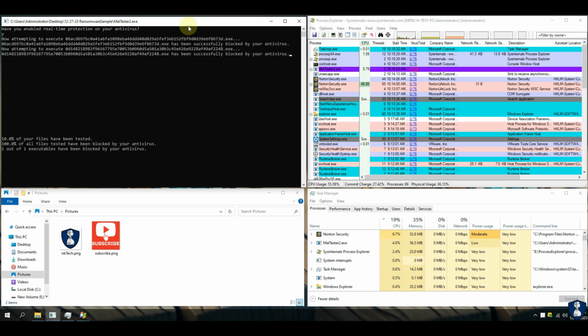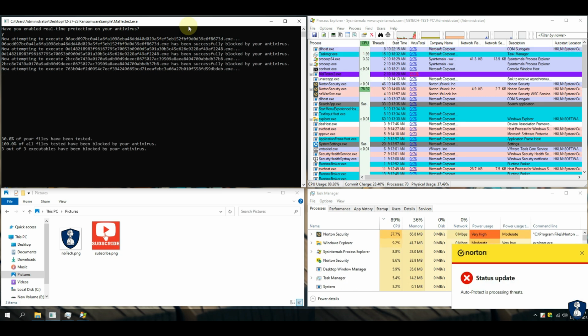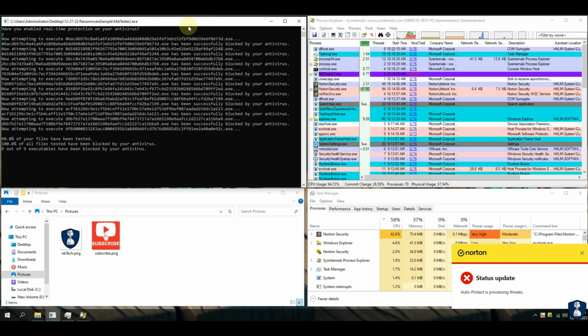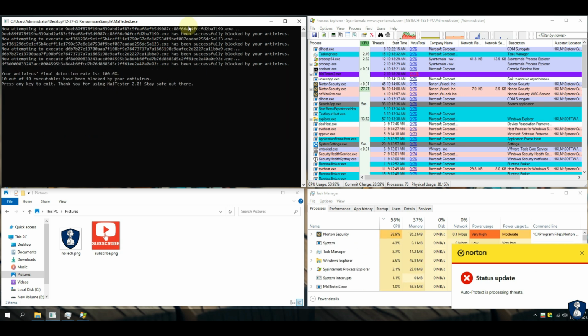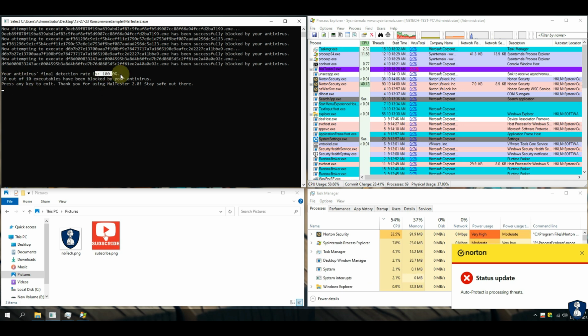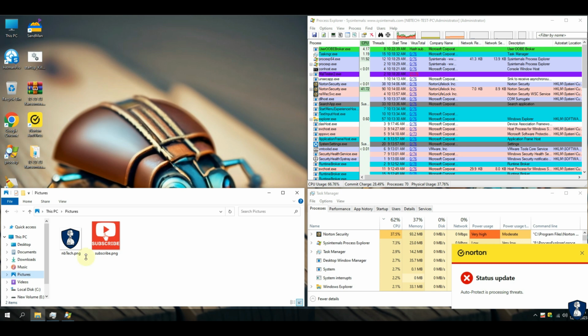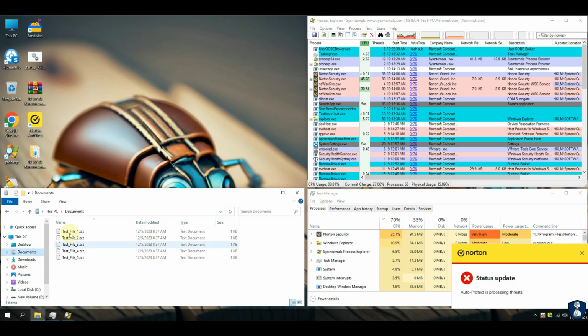Now, let's put Norton Antivirus Plus to the test. We'll execute each ransomware sample one by one and observe how the antivirus software responds. Keep in mind that this is a controlled environment, and I strongly advise against replicating these tests without proper precautions.